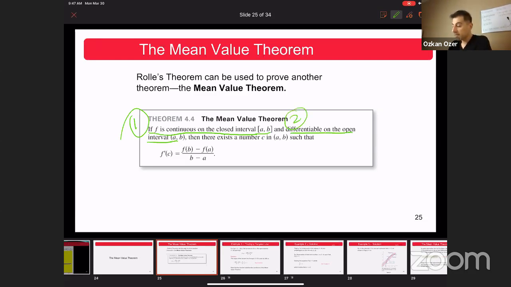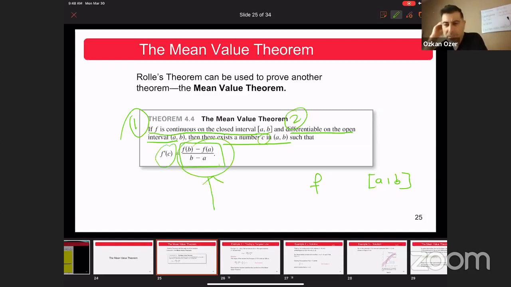If the two conditions are satisfied, this theorem says that there exists a number c, an interior point in the interval (a, b), we call that interior point c, such that f prime of c, which is the slope of the tangent line at the point c, is exactly equal to f of b minus f of a divided by b minus a. So if you have f and the closed interval [a, b], what is the meaning of this ratio? Do you guys remember from chapter 2? What is the meaning of f of b minus f of a divided by b minus a?